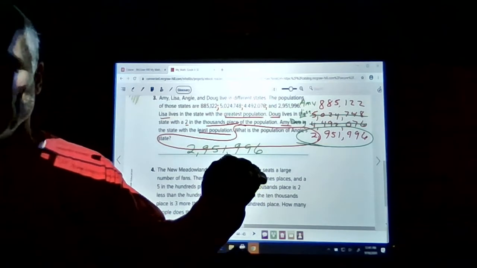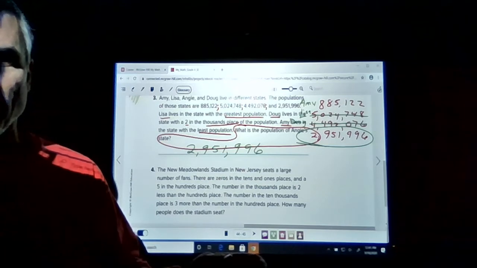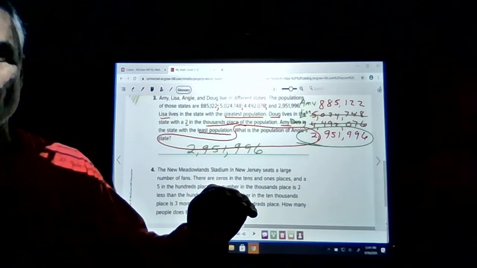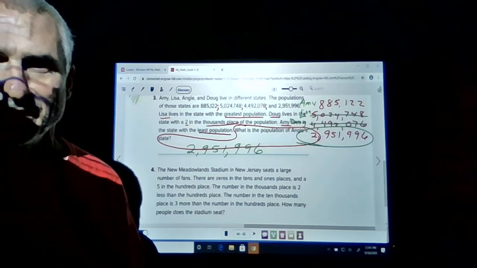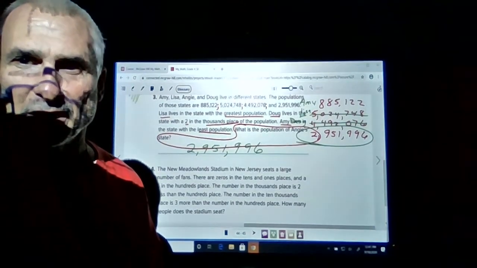All right, boys and girls. Take your time. Underline what you know. Circle what you need to find. And then use your scratch paper or your place value chart. I know it takes some work, but there's only a few problems. And these are really important. You can do it. If you can solve these, you can solve any problems.